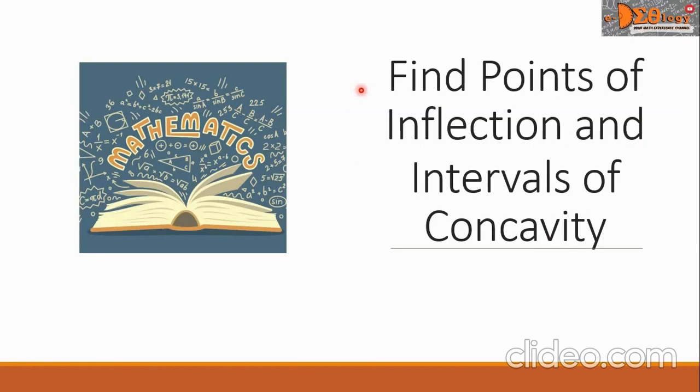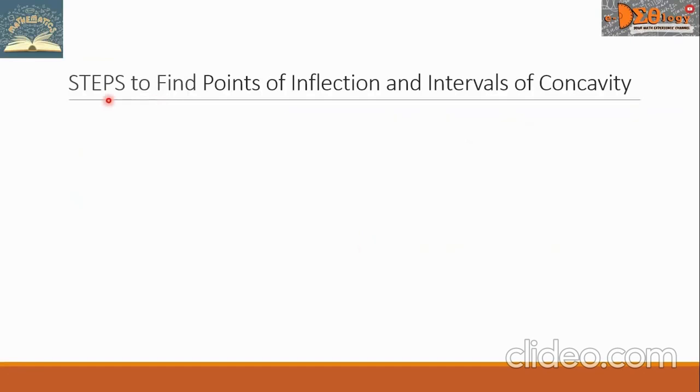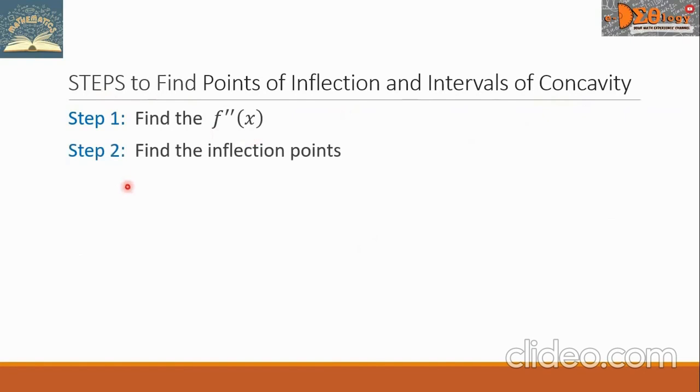Today, we're going to find points of inflection and intervals of concavity. Here are the steps to find points of inflection and intervals of concavity. Step 1. Find the second derivative of the function of x. Step 2. Find the inflection points. Inflection point occurs when f double prime of x equals 0 or f double prime of x is undefined.